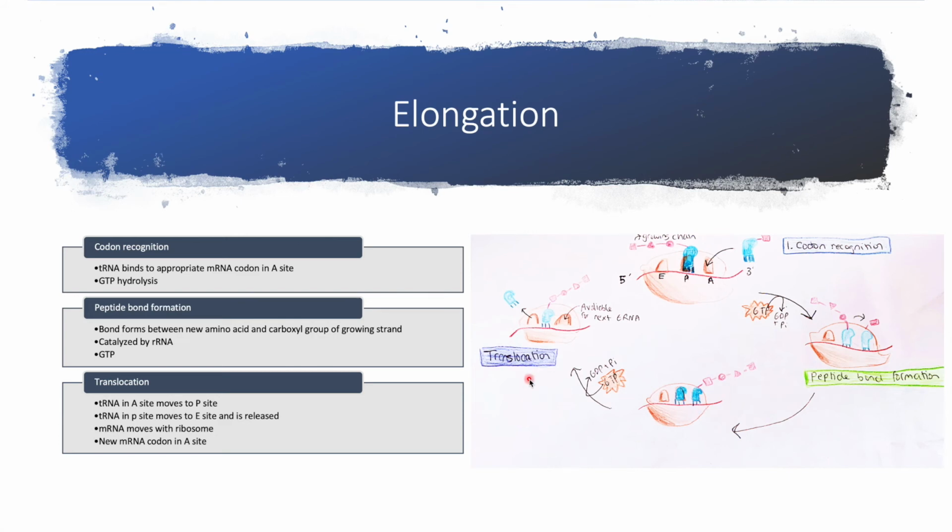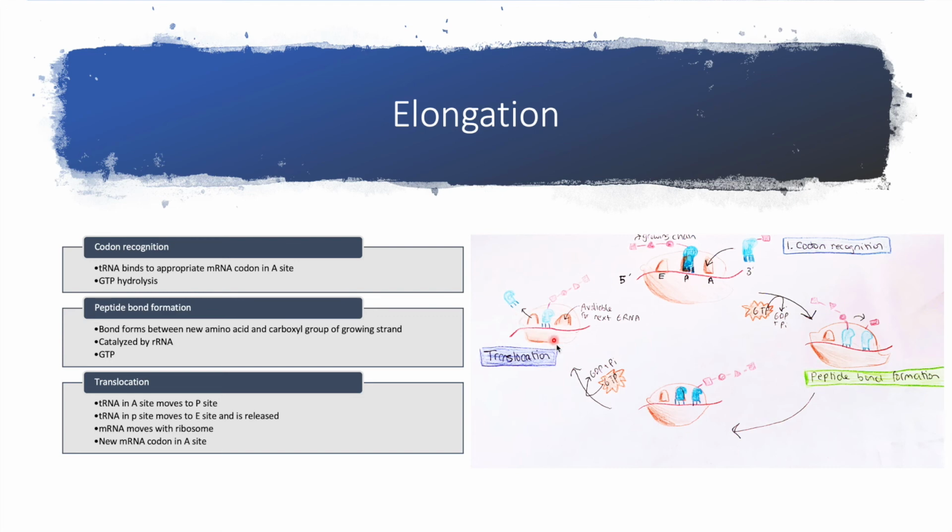Lastly, translocation takes place. And this process once again requires GTP. As the ribosome shifts to the right to initiate the translation of the next mRNA codon, the tRNA that was initially in the A site holding the growing polypeptide chain is now moved to the P site. And the free tRNA molecule that was initially in the P site is now moved to the E site and is then released.